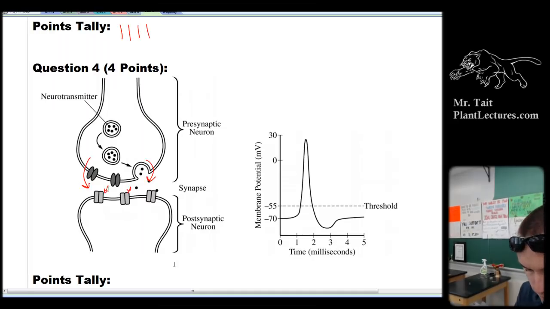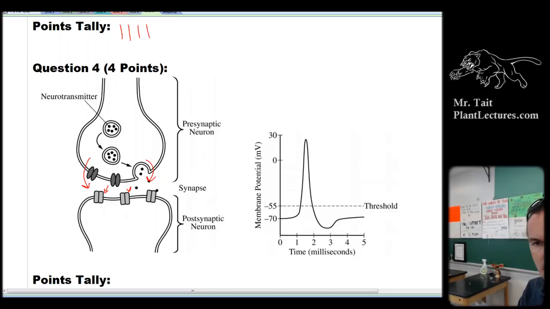and it's going to cause the action potential to happen. So, for question 1, which says, describe the immediate effect of the neurotoxin on the number of action potentials, the number of action potentials increases, right? The number of action potentials will increase because the amount of acetylcholine is going to increase. That's 1 point. Predict whether the maximum membrane potential of the postsynaptic neuron will increase, decrease, or stay the same.